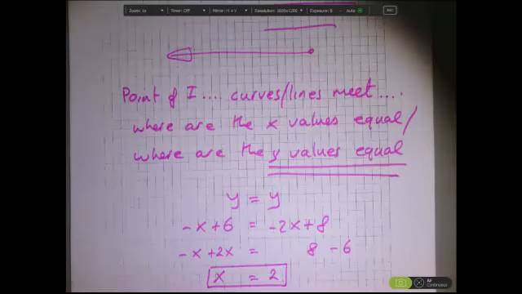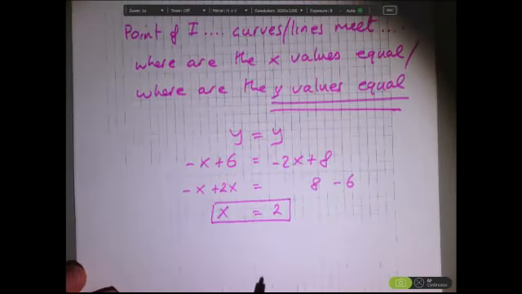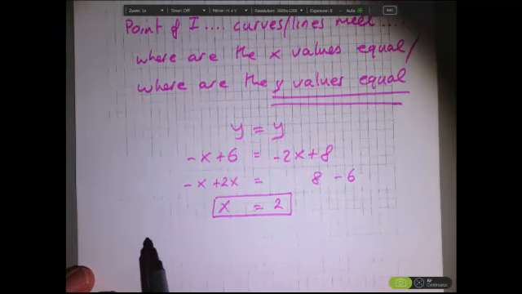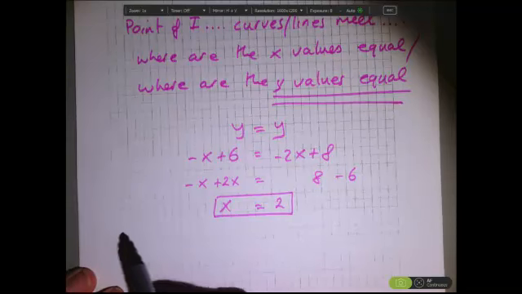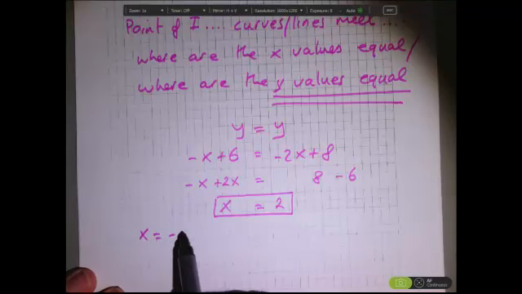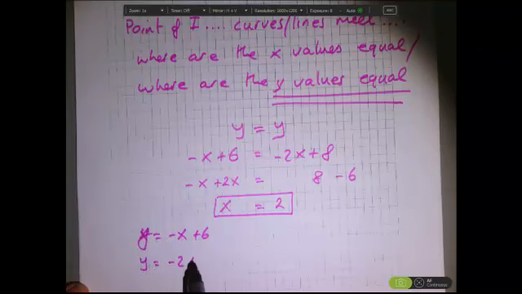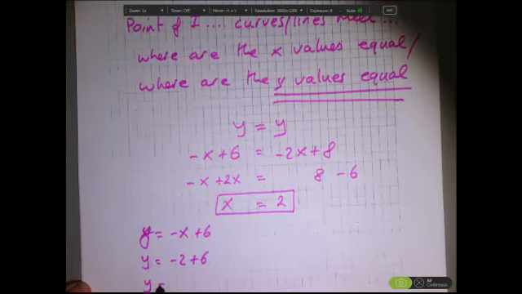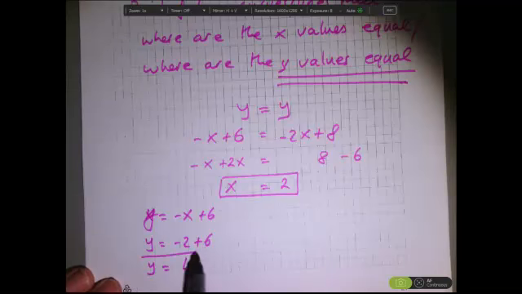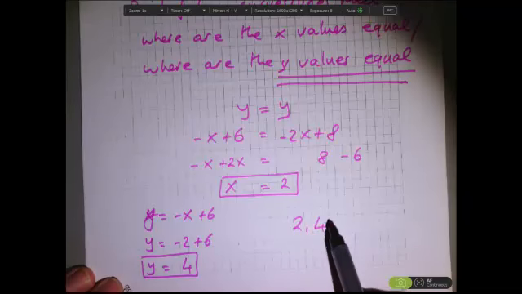Of course, now that you have an x value, you need to take that x value and pop it back into one of the originals. Doesn't matter which equation you put it into. I'll take the first because that's what I usually do. So the first equation was y is equal to minus x plus 6. So my x value here is 2. I'm going to pop it in here. So y is equal to minus 2 plus 6. Minus 2 plus 6 gives you y equals 4. If you take a look and combine, the x value is 2, the y value is 4.